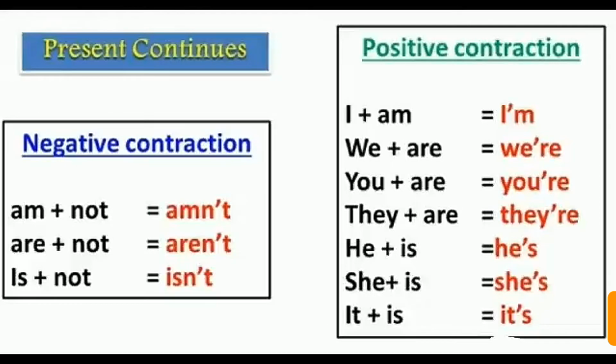So am plus not will be written as amn't, are plus not as aren't, and is plus not as isn't. Okay, then in the positive form, I plus am will be written I'm, we plus are, we're. So in these forms you can see that the short form, or we can say the contraction form, will be used.